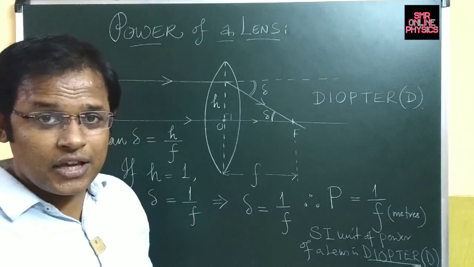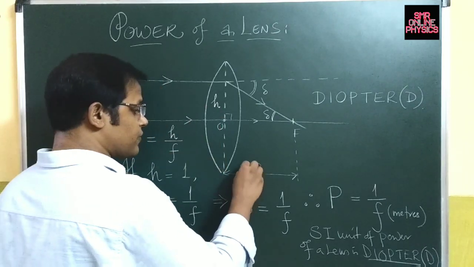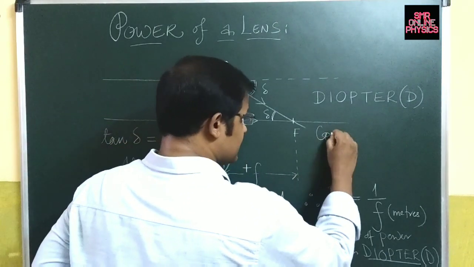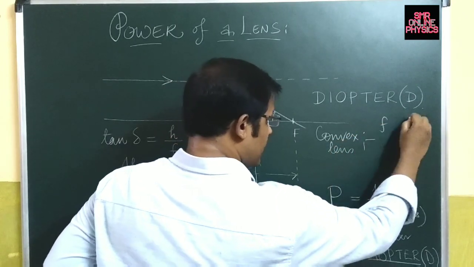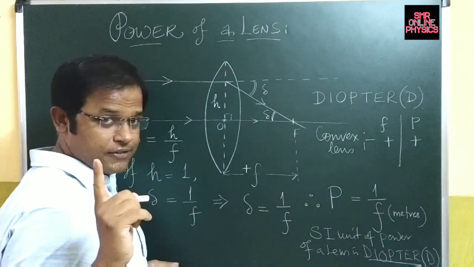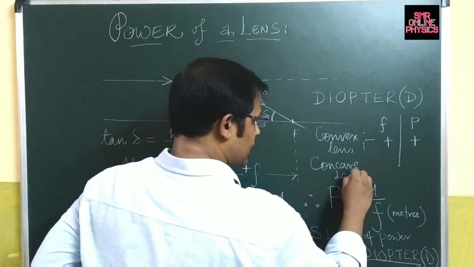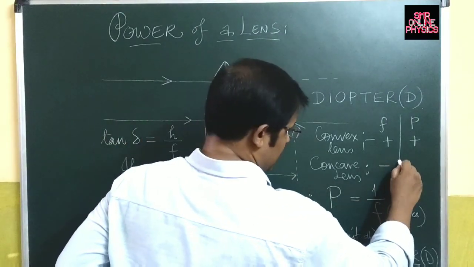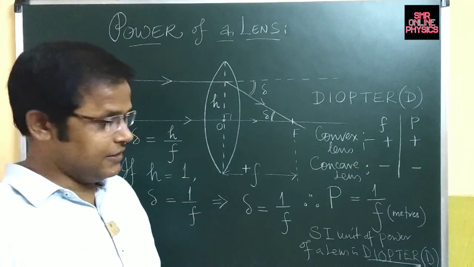As you already know the sign conventions from our previous discussion, for convex lenses, the focal length is positive. So hence, for convex lenses, if F is positive, P is also positive. And it's so easy to remember as a student: for a concave lens, it should go exactly the opposite way. The focal length is negative, so the power of a concave lens is also chosen to be negative.